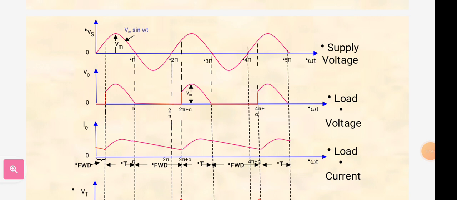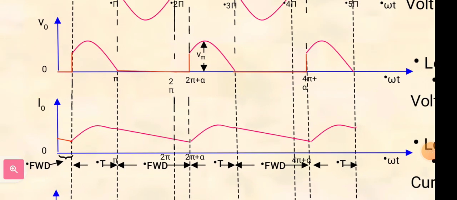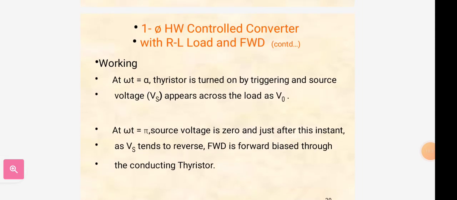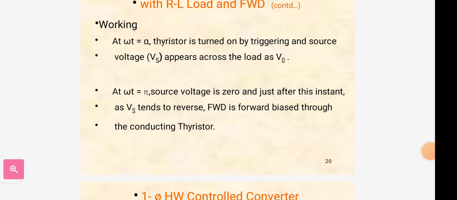Here the difference between the normal RL load and the RL load with a freewheeling diode is that the output current will be continuous, it is not in broken form. So that is the difference between using a normal RL load and an RL load with a freewheeling diode. Only that is the difference. The working principle is everything the same.